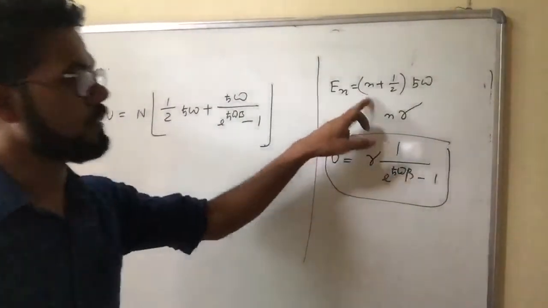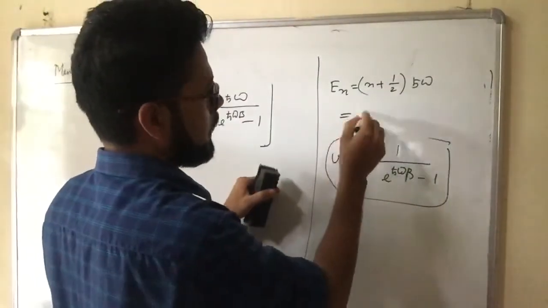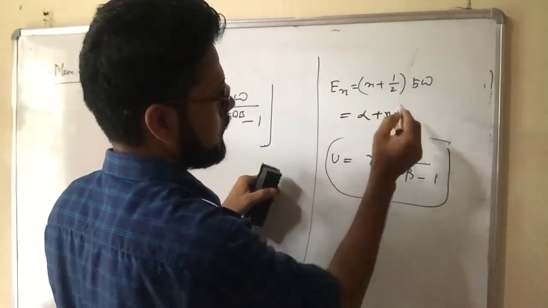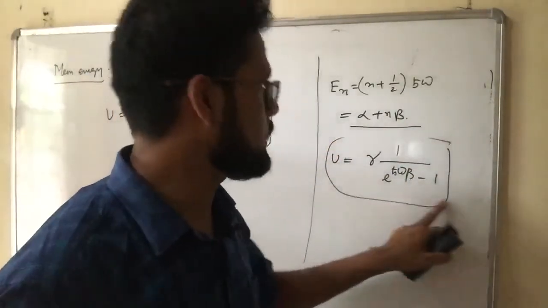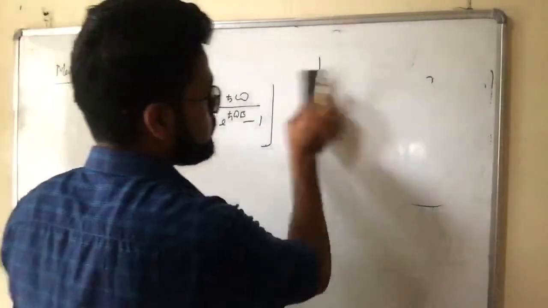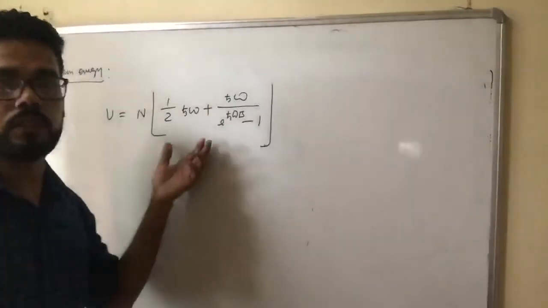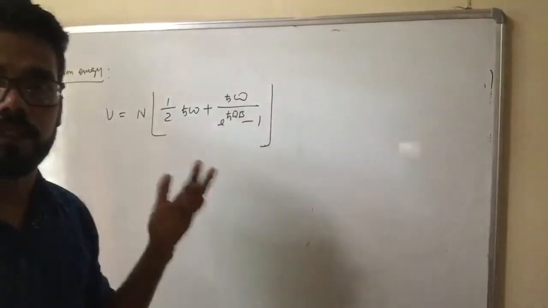This question comes in an exam. They will not give it directly, they give it like this: if alpha and beta are constants, what is the mean energy? Then this is the answer. So this is the mean energy of the quantum harmonic oscillator.